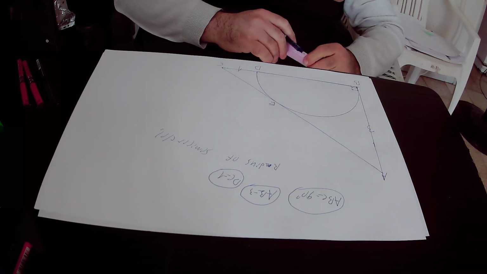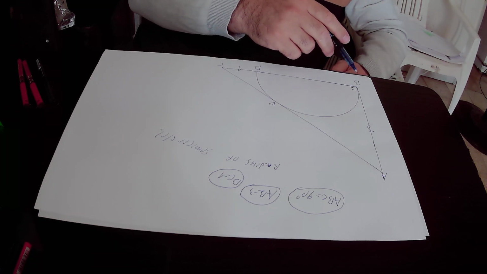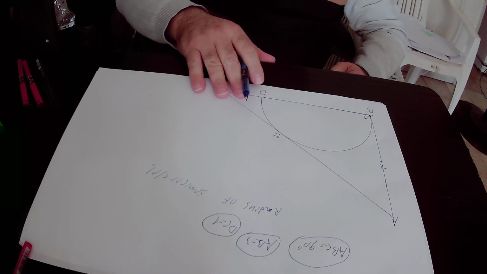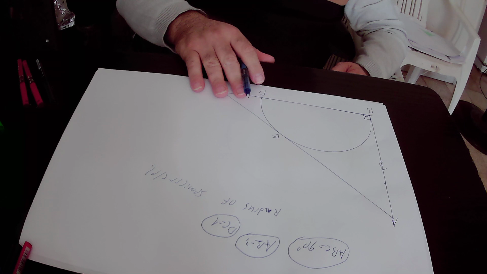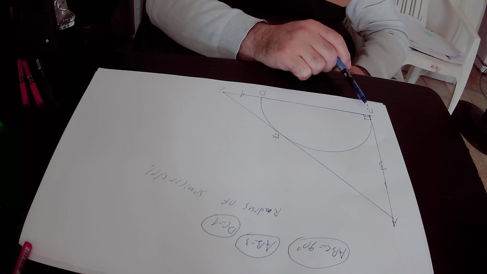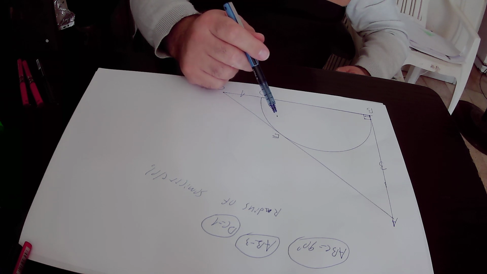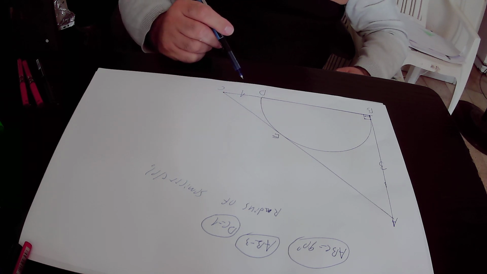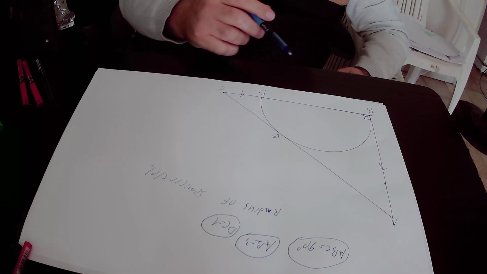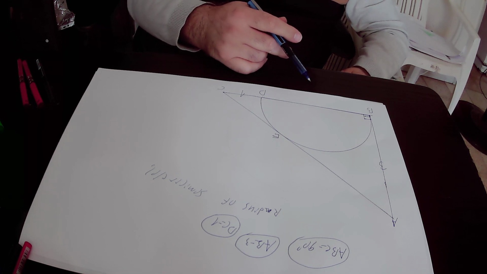And also side AB of triangle ABC equals 3 units, and side AB of triangle ABC also is tangent to the semicircle at point B, and also line segment AE is tangent to the semicircle at point E. And we also know that line segment DC equals 1 unit, and inside the right triangle we have a semicircle, and we want to find out the radius of this semicircle.